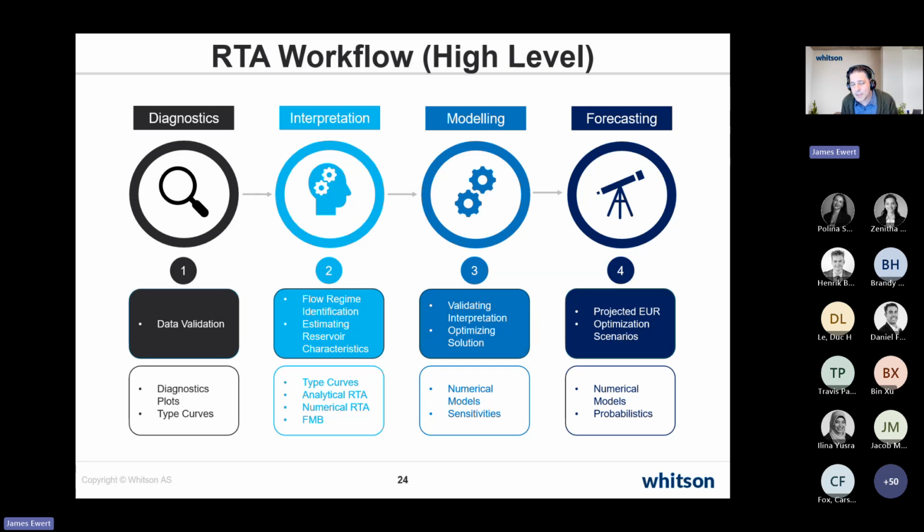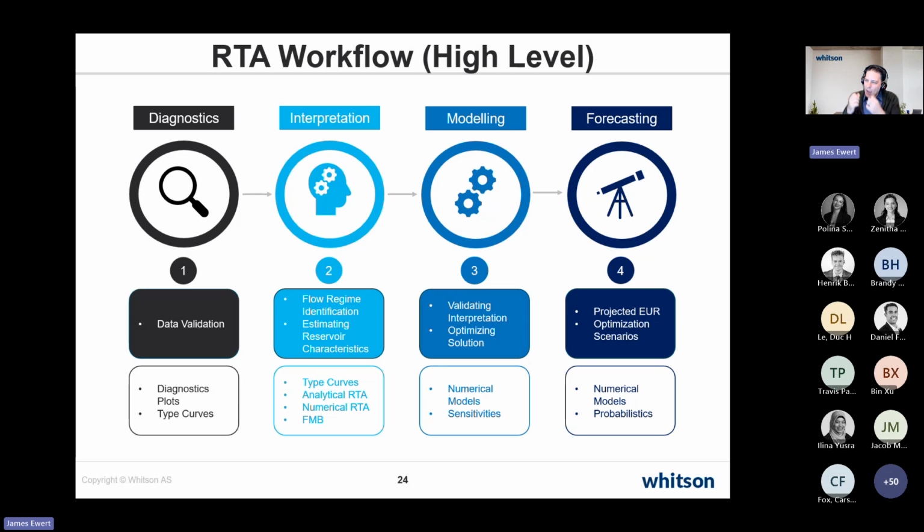Now, how do we receive that message? That's interpretation. And interpretation is really the challenging part of RTA. Modeling's more fun. I'll get there in a second. But interpretation is where we're trying to listen to what the data is trying to tell us. And we do that with different tools. We use flowing material balance to get contacted volume. We can use a type curve to get a general sense of data quality. We can use numerical RTA to get our productivity or LFP. And so we're going to use all of these tools and try to listen to what the data is trying to tell us.